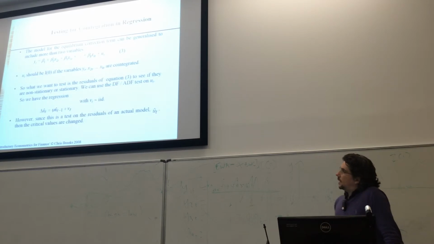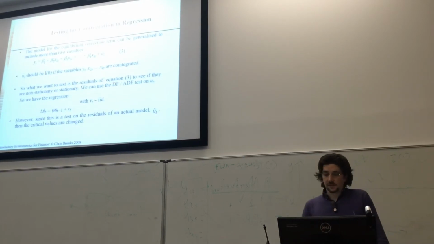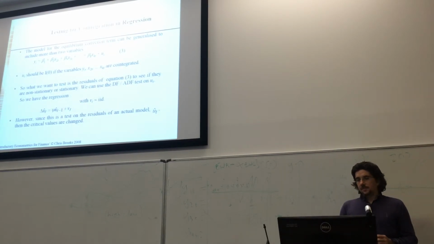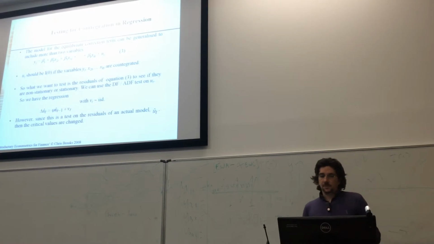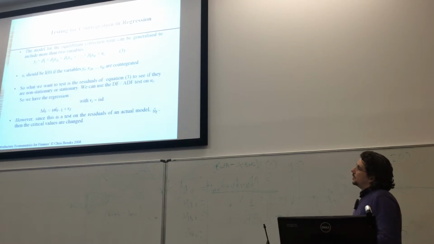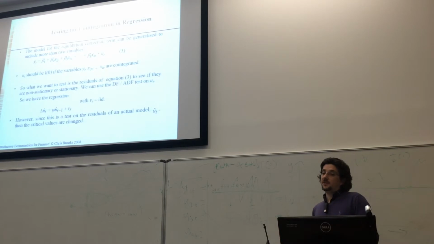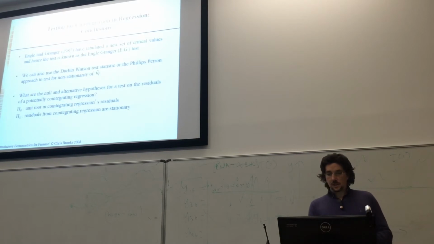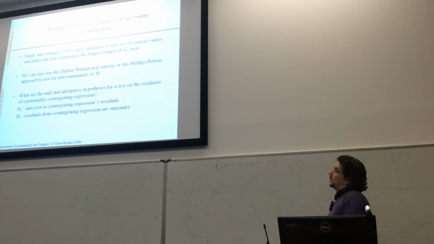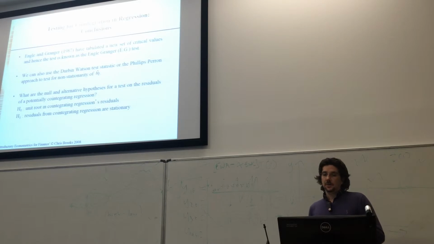When you run that ADF test on the residuals, the critical values change. Okay, so we're not running the residuals anymore on an actual model. So in order to deal with that, there's a new set of statistical inference and tables that have to be used. Okay, and Engel and Granger came up with a set of critical values for the t-stat of that test, and that's why it's called the Engel-Granger test. But it's very simple to run.